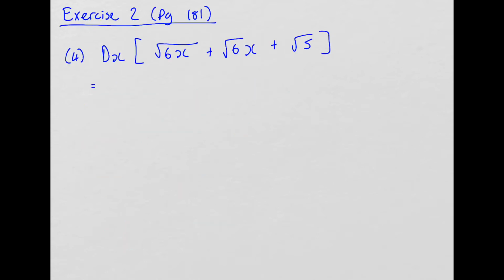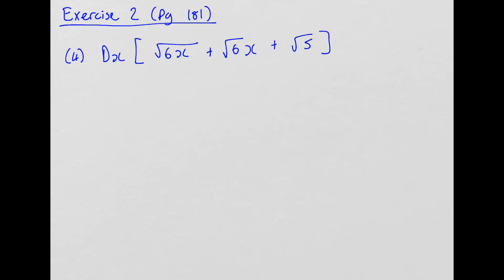All right, number 4 is a little bit tricky because you might not have noticed, but in the first expression, the root is over the 6 and the x, and in the second term, the root is only over the 6. So that does change things somewhat. All right, so let's have a look.